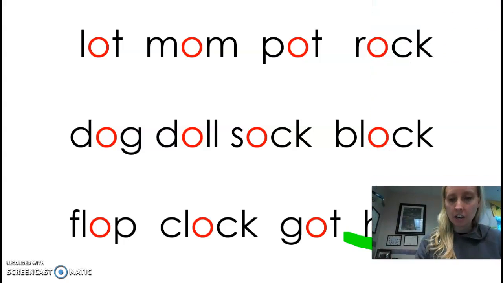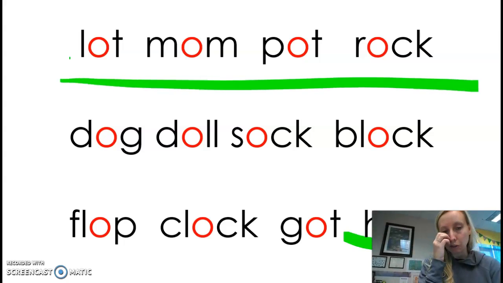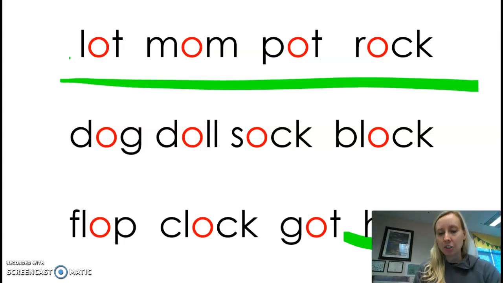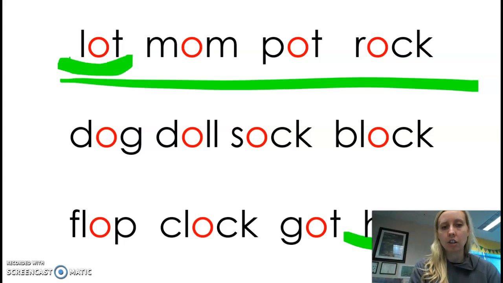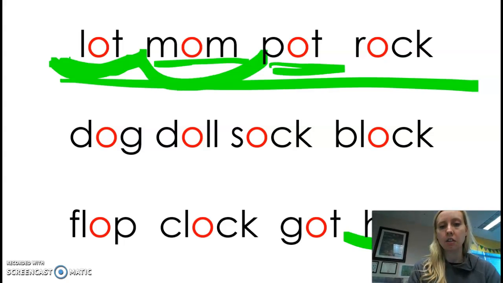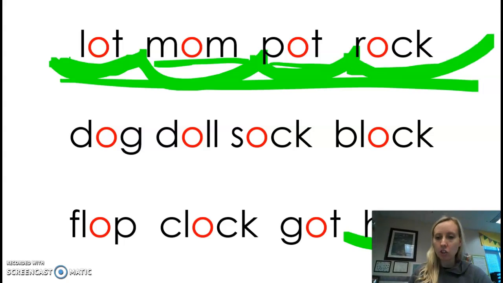Okay, so really quickly, I did not realize you don't get a blend anymore. So I'm going to do these 4. I'm going to have you do them, and then I will say the word after I give you 3 seconds. So look at this word. 3, 2, 1. Lot. This one. 3, 2, 1. Mom. This one. 3, 2, 1. Pot. Last one. 3, 2, 1. Rock.